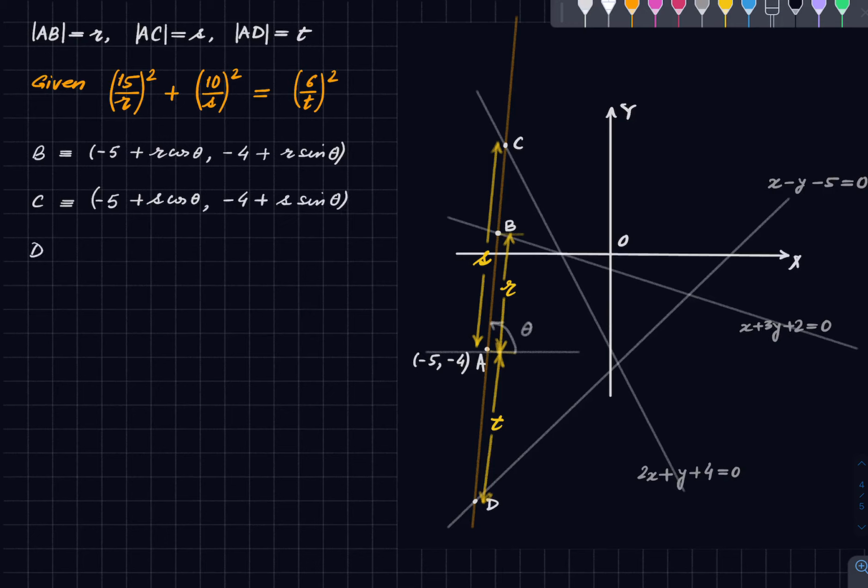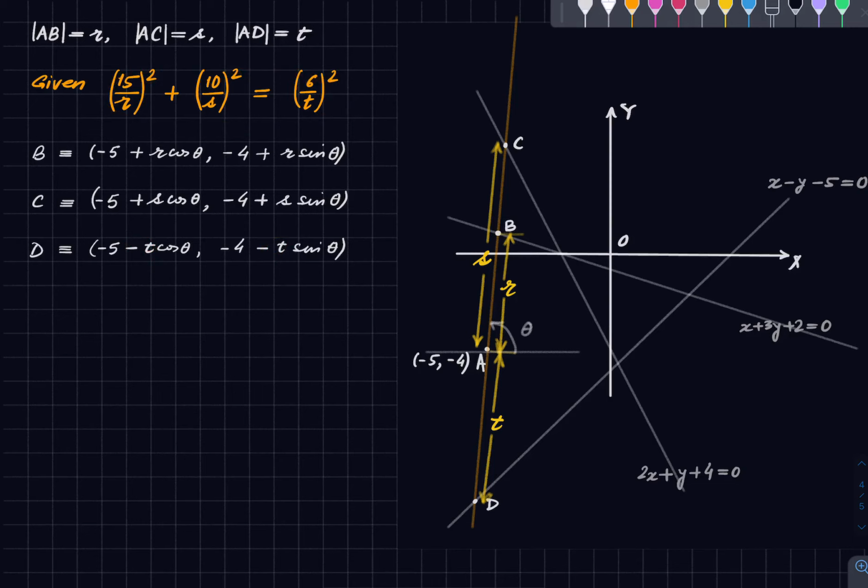And for the point G, we have minus 5 minus t cos theta, minus 4 minus t sin theta, because we are going down here. Now, it doesn't really matter for this particular problem whether you use plus t or minus t, simply because there are squares involved. So even that mistake gets automatically corrected.